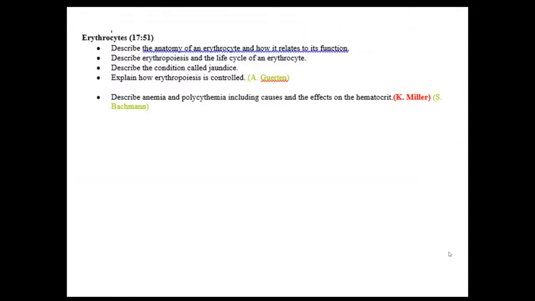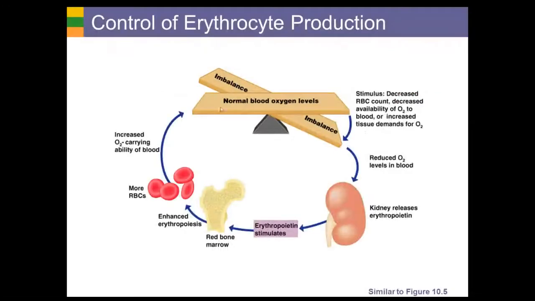This was the first screencast where there were some muddiest points. It was on erythrocytes, specifically: explain how erythropoiesis is controlled, and then describe anemia, polycythemia, and the causes and effects on hematocrit. So let's talk about that.